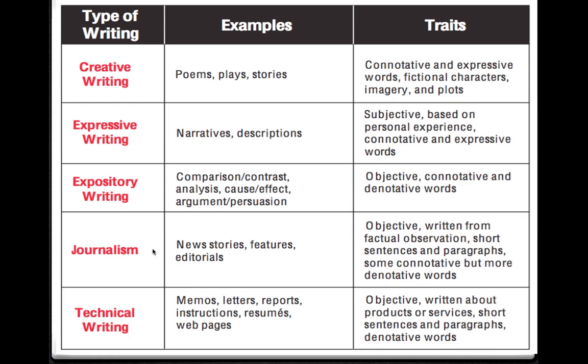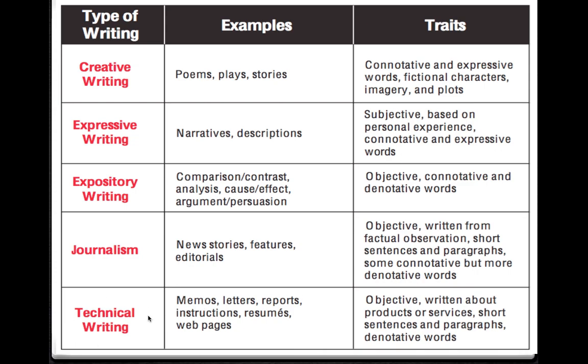Then we have journalism. In journalism we have news stories, features, editorials. A feature is actually a longer piece of writing than a news story. Features come in many different types and are widely used in magazines, newspapers, and online. Their characteristics are, they are also objective, meaning we cannot add our personal experience and opinions, we must add facts and figures. They are written from factual observations. Short sentences and paragraphs are written. Some connotative but more denotative words are used.